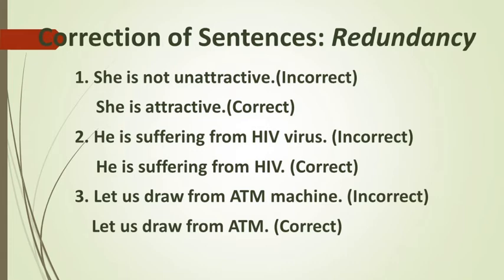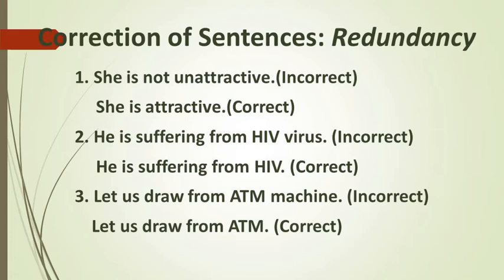It doesn't mean that they are grammatically wrong. All the sentences are almost right grammatically. Here we have marked them as incorrect only based on the usage of redundancy. So let's look into them one by one. The first one is, she is not unattractive.